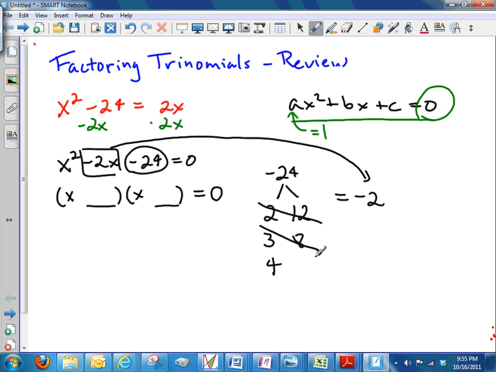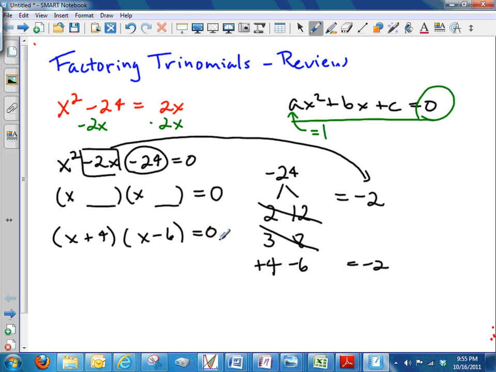The next factor of 24 I can think of is 4 and 6. Okay, let's see. 4 and 6. Is there any way to add and subtract those to negative 2? Well, yeah, 4 minus 6 gives us negative 2. So if this was negative and this was positive, we would have the negative 2 that we need. So that's what we're going to do. We're going to insert x plus 4 and x minus 6 into those blanks. And it does not matter what order that you do that in.